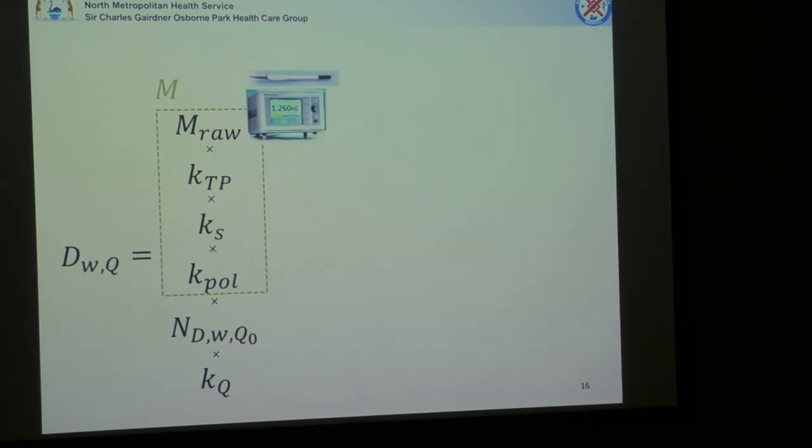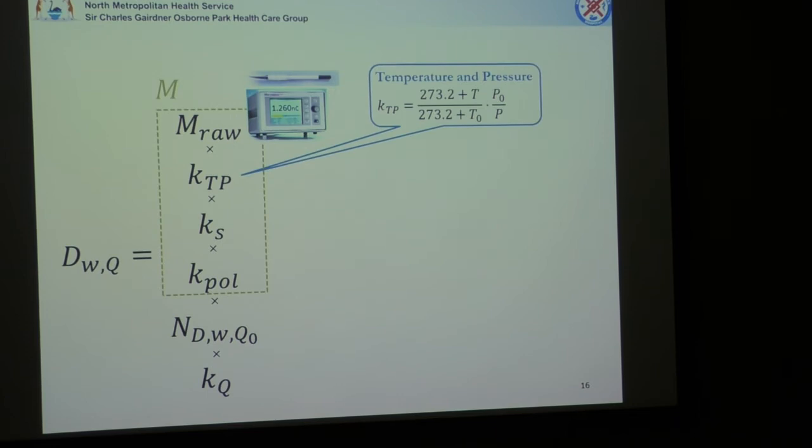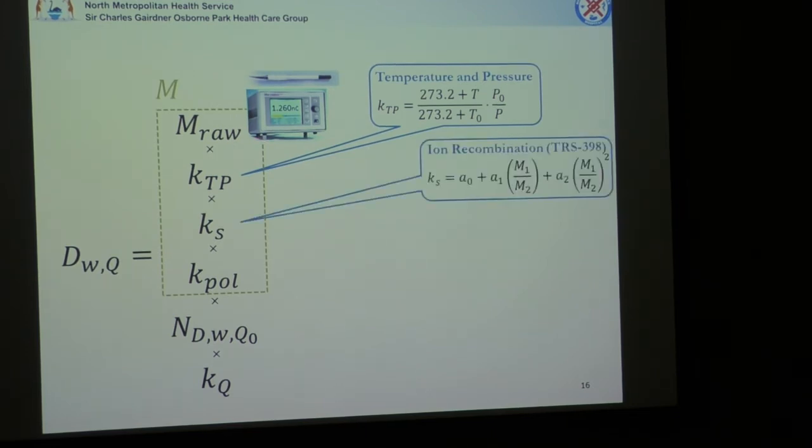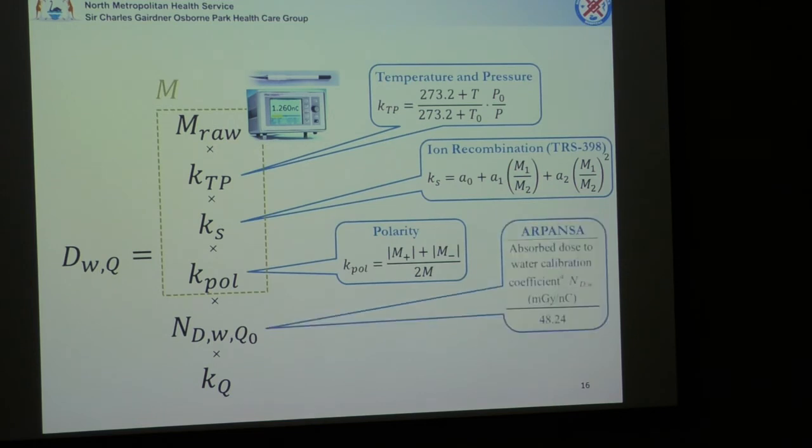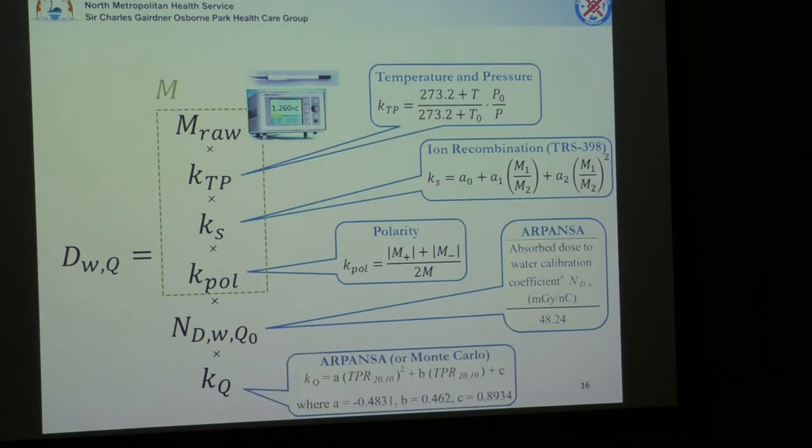Okay, so we want to measure dose under reference conditions. Here's our reading. Say it's 1.26 nanocoulombs. We measure our temperature and our pressure. We get KTP. We've already measured Ks and Kpol using these equations. We've gotten our NDW,Q0, the calibration factor, from ARPANSA. And we've also taken our KQ from ARPANSA from the graph on the previous slide. So we can finally calculate what's the actual dose to this point.